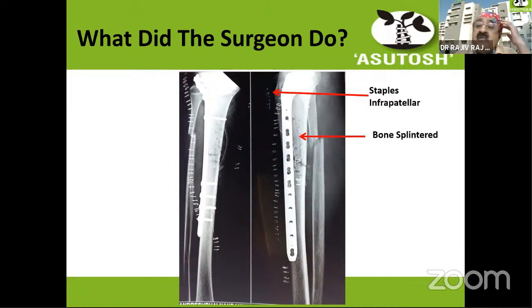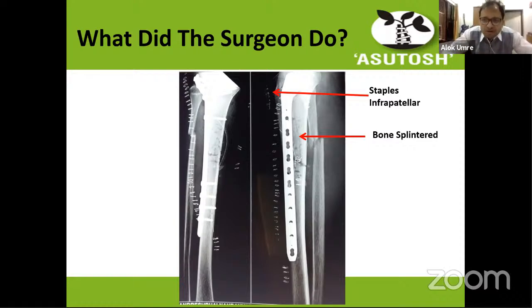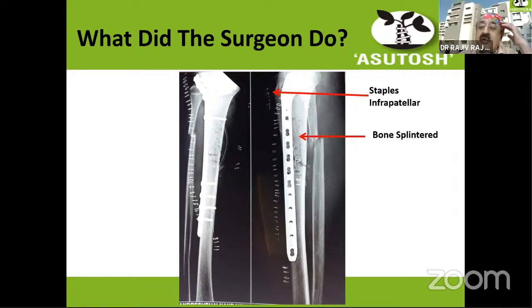So you can see some infrapatellar staples. So he tried for an interlocking nail also first, and couldn't get the reduction, and he wanted to do an intramedullary nail. He put in some polar screws, K wires or whatever, and he splintered the bone. He must have heard Dr. Tanna's lecture. But he forgot that if you don't know, you better do a plate. But let's see further. Multiple holes.